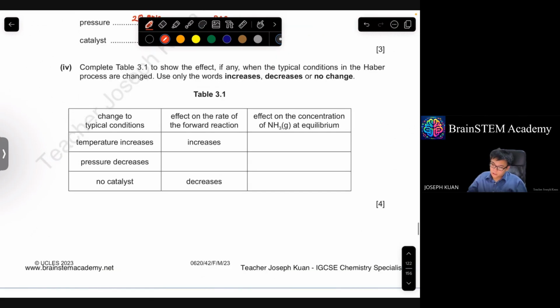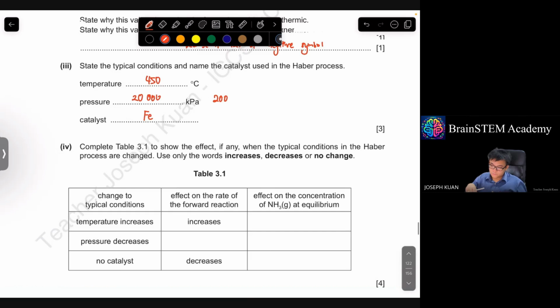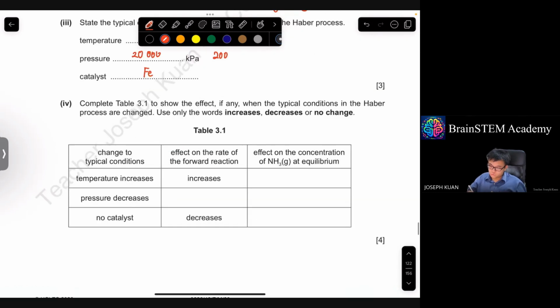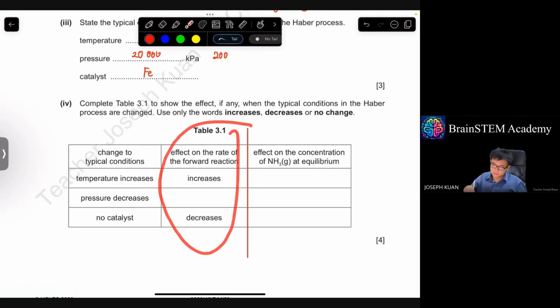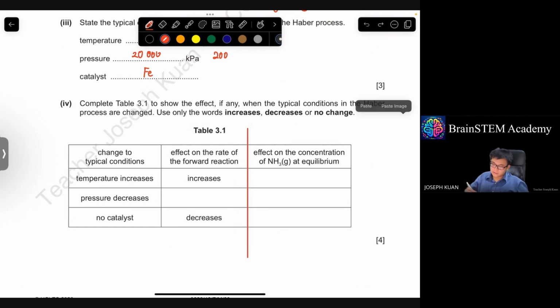Next, complete the table to show the effect, if any, when the typical conditions in the Haber process are changed. Use only the words increases, decreases, or no change. So first of all, you have to do the rate first. I suggest my students always do the rate first because it's easier, because these are two different concepts. As pressure decreases, rate should decrease.